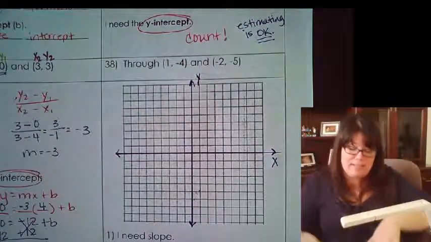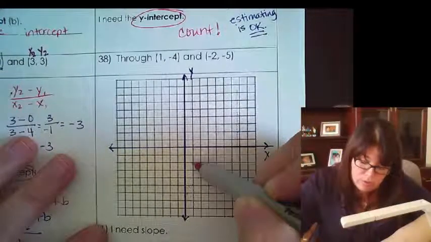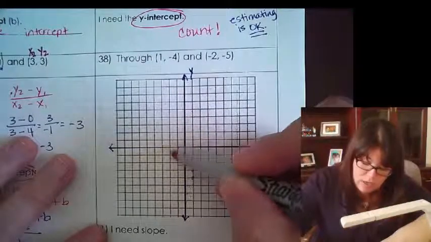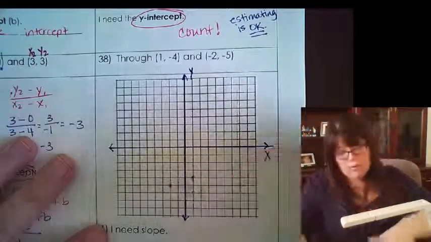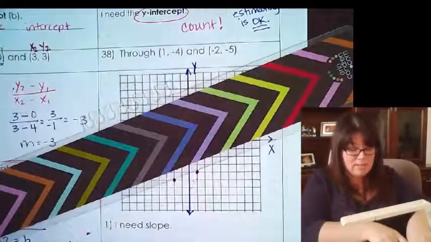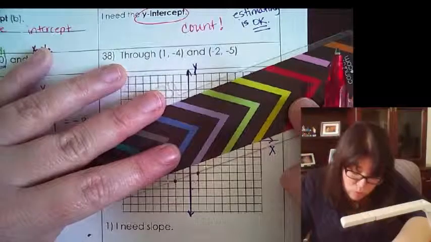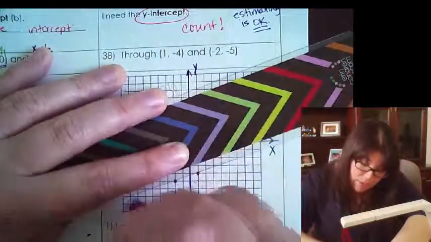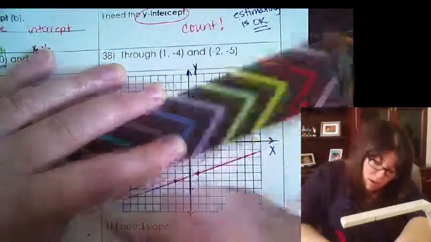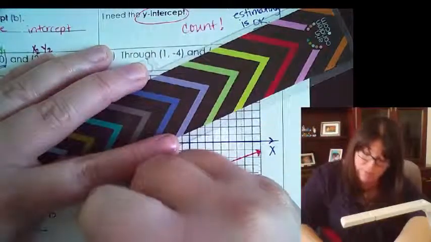We want to see where this line is. We've got (1, -4) and (-2, -5). Okay. 2 points, I can make a line with that. Not a problem. Line it up nice and neat. Draw my line straight through. All right, guys. We have a graph.